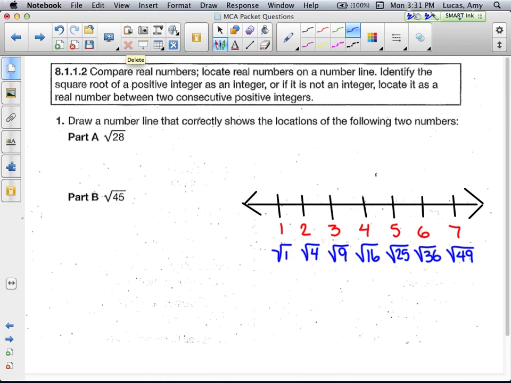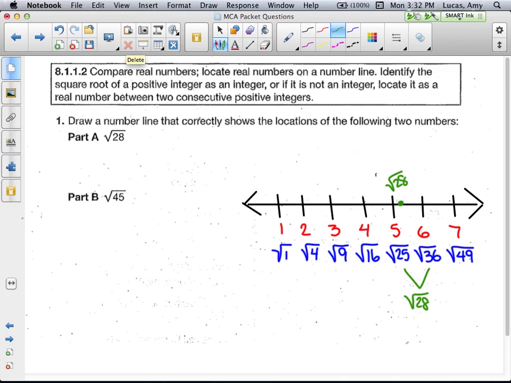So the square root of 28 will be located in between 5 and 6 because it's in between these numbers, and it's only 3 away from 25 while it's 8 away from 36, so it's going to be closer. So I'm going to put my square root of 28 right here, closer to the 5.